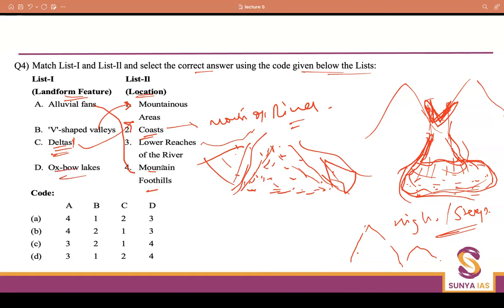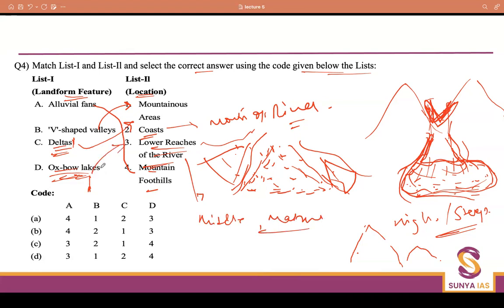Oxbow lakes. We had seen in our previous worksheet also how oxbow lakes are formed. But oxbow lakes are generally found at the middle or mature stage of the river, where the river starts to meander. Because of this meandering, the deposition and erosion of the river take place, and finally the oxbow lakes are formed, which are cut from the mainstream of the river. So they are formed in the lower reaches of the river. Lower reaches means the lower middle stage and the mature stage of the river, where we will find oxbow lakes.